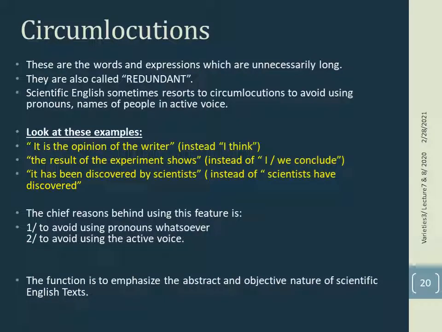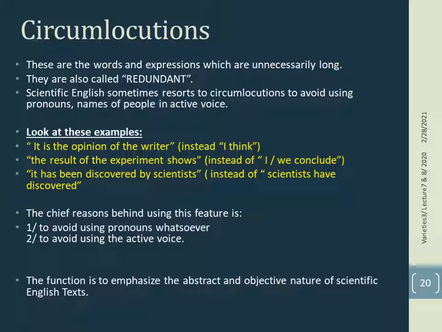Alright, so circumlocutions. I believe that maybe you have never encountered this word before, but when you learn about it, now it becomes easy in your mind and you will understand it better. Now, circumlocutions actually are words and expressions which are unnecessarily long. They are also called redundant. Scientific English sometimes resorts to circumlocutions to avoid using pronouns and names of people in active voice. So it is used in order to avoid, for example, mentioning the researchers' names and so on.